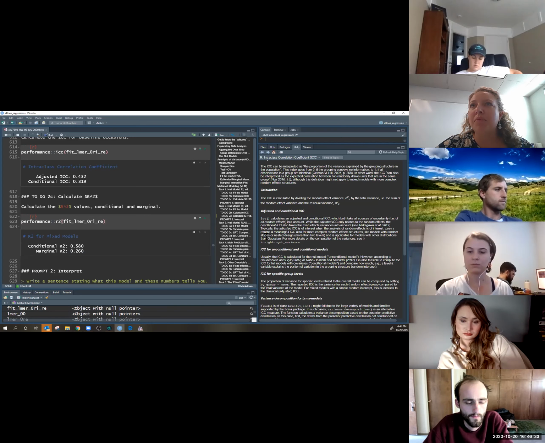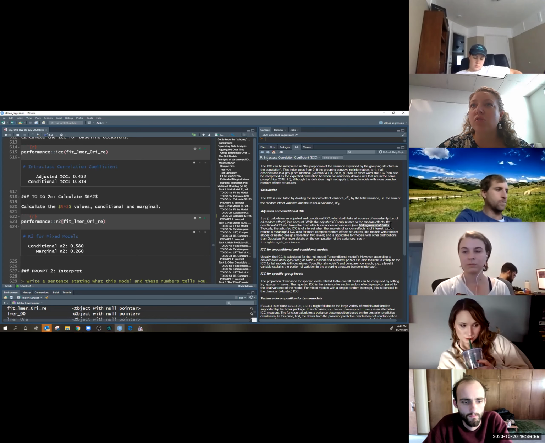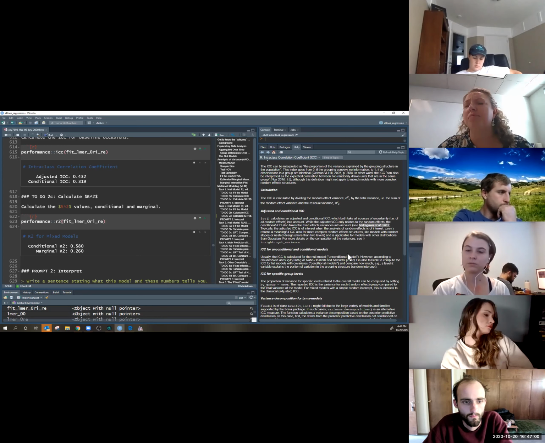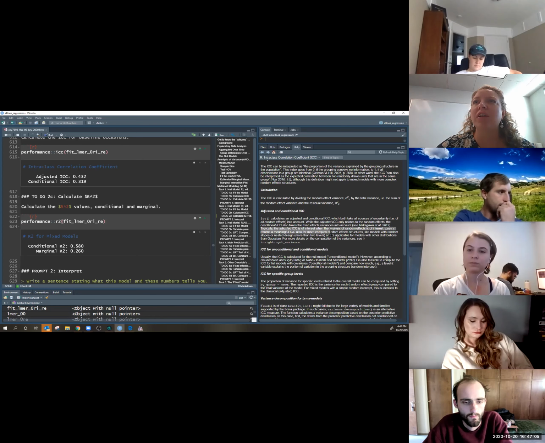If we come down a little more, it talks about adjusted versus conditional, which is why we have these 2 here. Both take into consideration all sources of uncertainty, or all random effects. The adjusted only relates to the random effects. The conditional also takes into account the fixed effects. So this is a really good source for that. I think the R squared help page talks about this too. But typically the adjusted is of interest when the analysis of random effects is of interest.